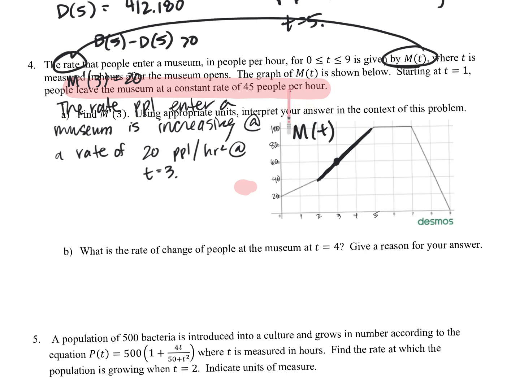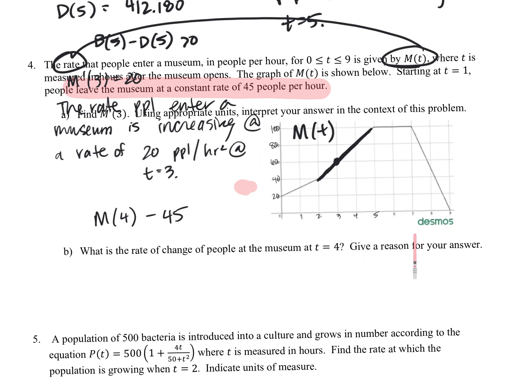Okay, so what do we think? My bad. When it says, what is the rate of change of people at the museum? I don't want to use this 20 here because this is M prime of 3. The rate is just M of t, right? That is my rate. So I'm going to just say, well, what is M of 4? And then if people are leaving at a rate of 45 people per hour, I'm going to subtract that 45.